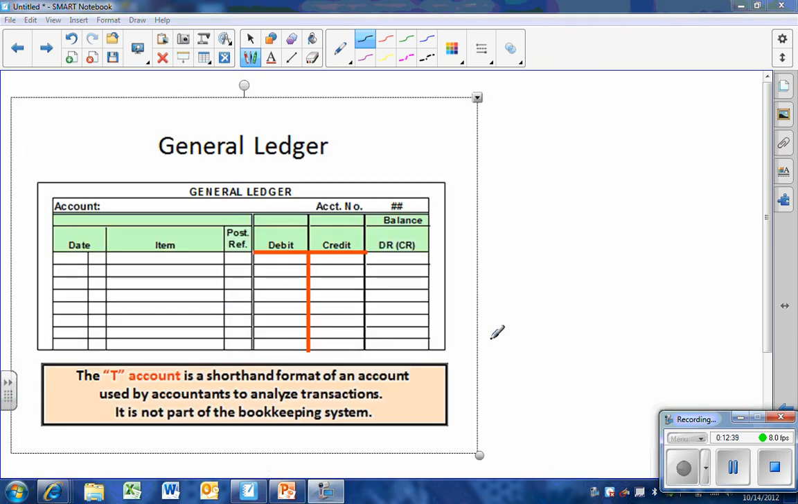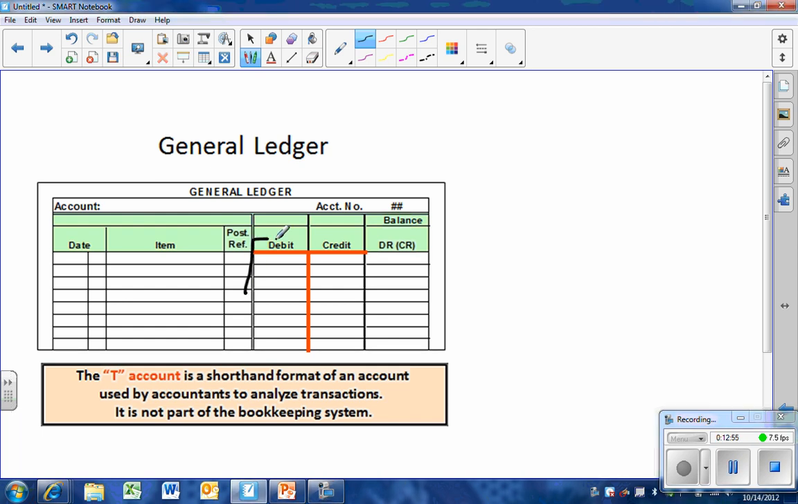After the journal entry is made, the bookkeeping process would next post that information into the general ledger, a separate book. And you can see here is where we get our model for the T account. The T account is a shorthand expression of what is going on in the general ledger. And often accountants will use T accounts to demonstrate the effect of a transaction or event in the accounting system.